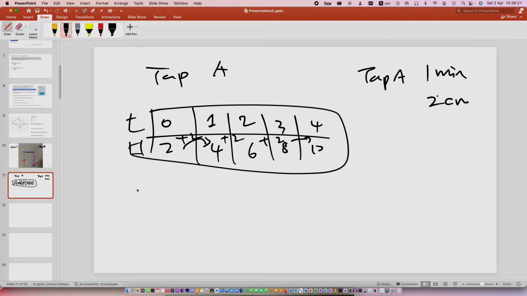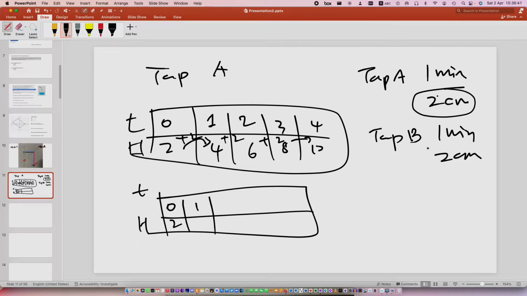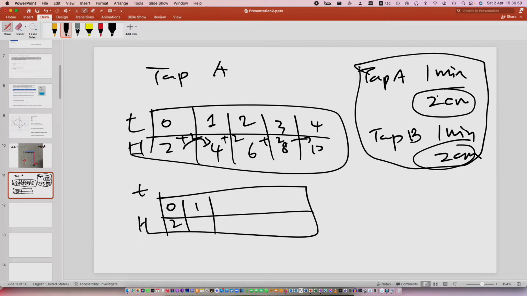But now it says what? You still start with 0 and 2. So now you have tap B. 1 minute also 2 cm. So after 1 minute, what do you think? So tap A will contribute 2 cm to it. Now you have tap B. So tap B will contribute 2 cm to it, right? So total, after 1 minute, how many cm will be calculated? 4. Yes, 4. So you start from 2 plus 4.